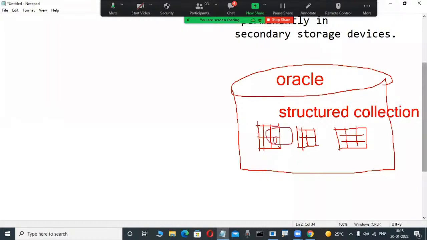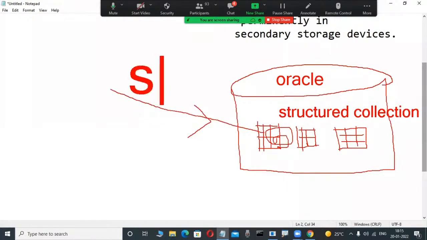Once a structured collection of data is there, to operate on this data some language is required. What is that language? Maybe anybody has an idea? SQL is the language, structured query language. Through this language only, we operate on the structured data in relational databases. But MongoDB and those types of databases are different. SQL is not there. There is no SQL.